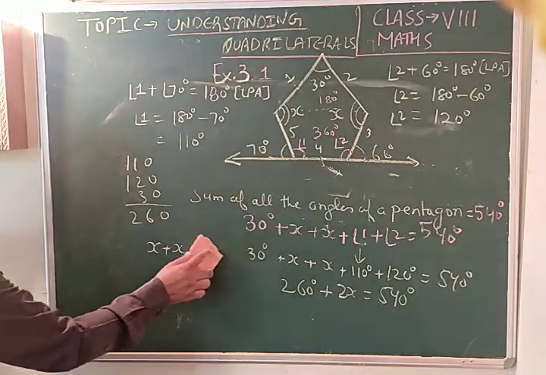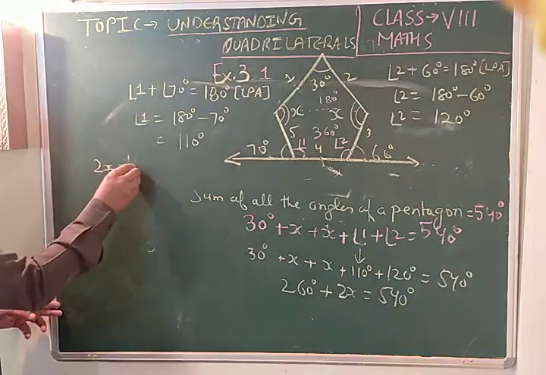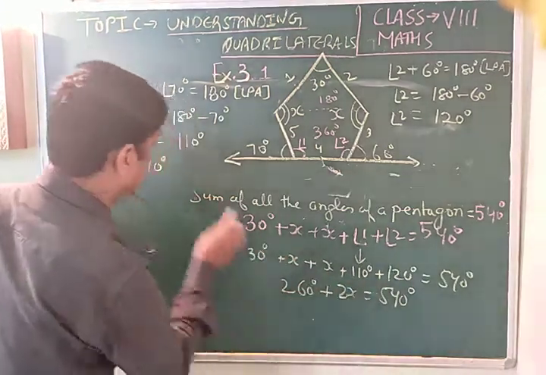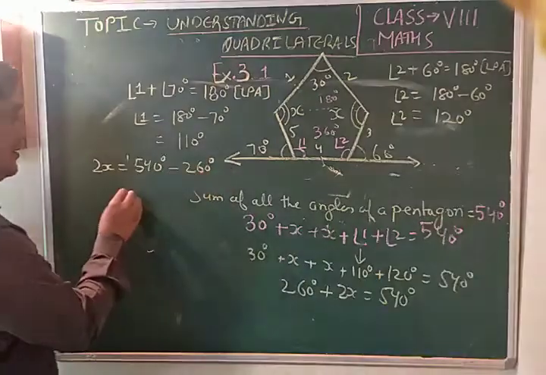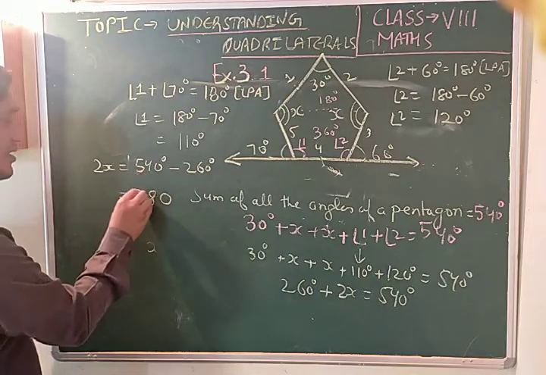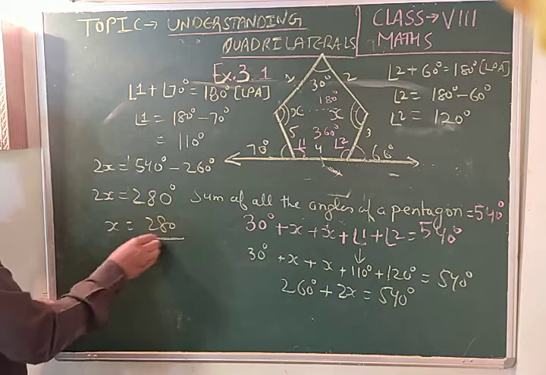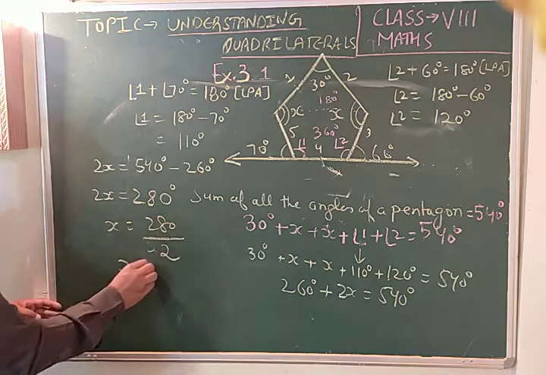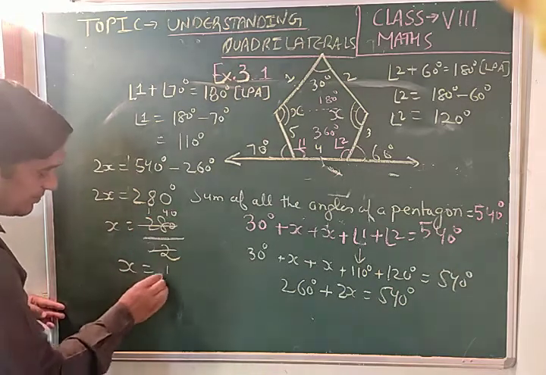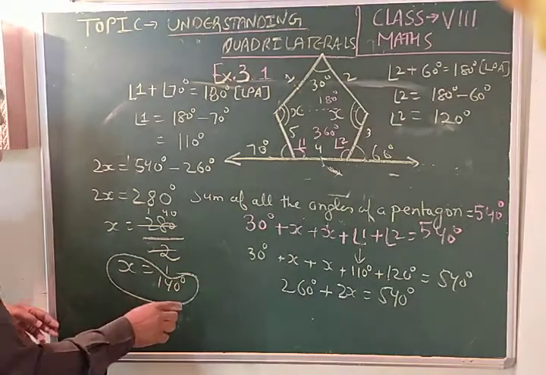Then transpose 540. If this 260 goes from left to right, it becomes minus 260 degree. Then subtract, it becomes 280 degree. So the value of x is 280 upon 2. So x is equal to 140 degree.